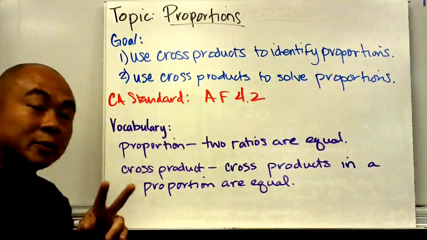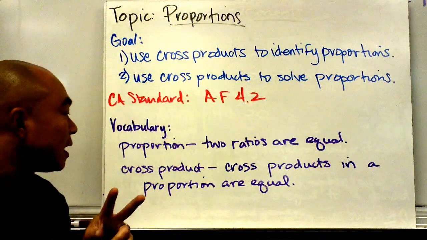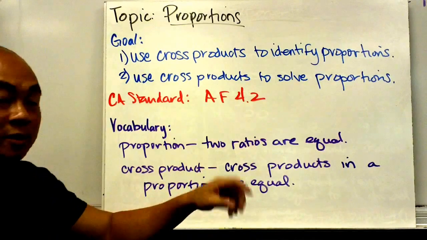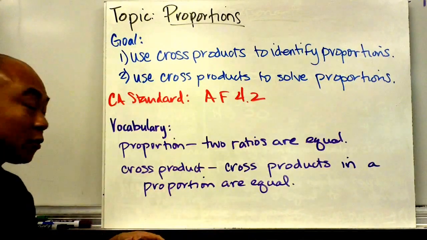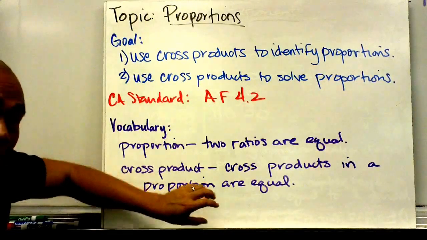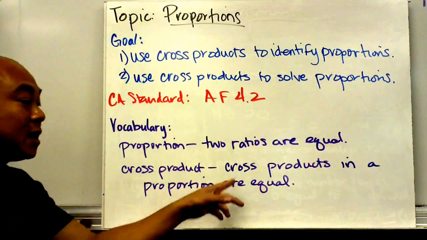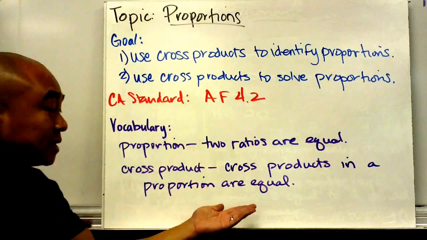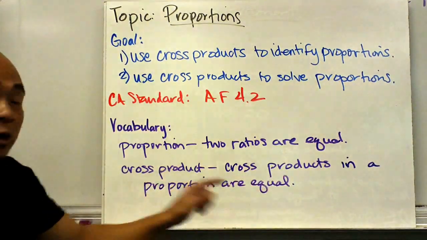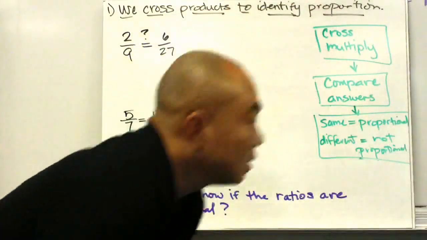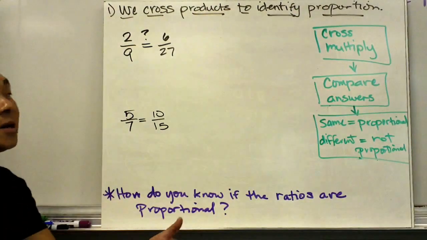So we've got two vocabulary words that we're going to be covering for today. The first one is proportion, which is two ratios that are equal. And the second word is cross products, and that's a really important one. So make sure that you understand this part. Cross products in a proportion are equal. All right, so let's go and figure out what that kind of means.